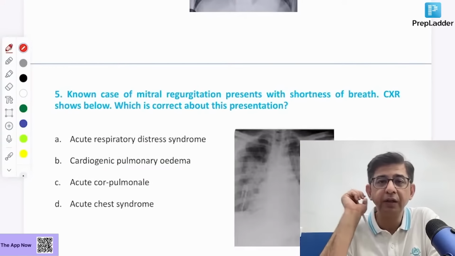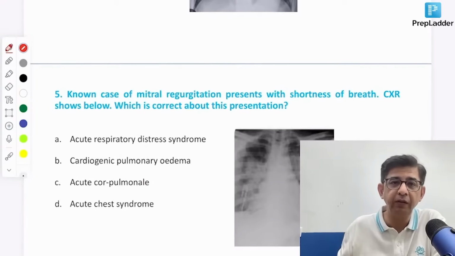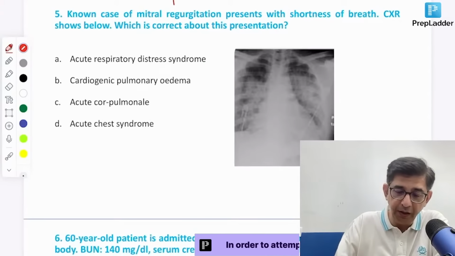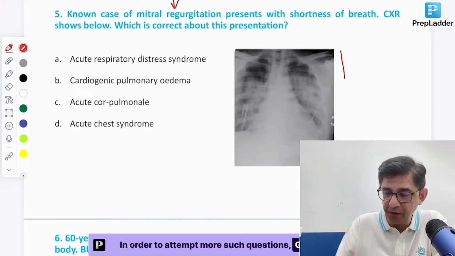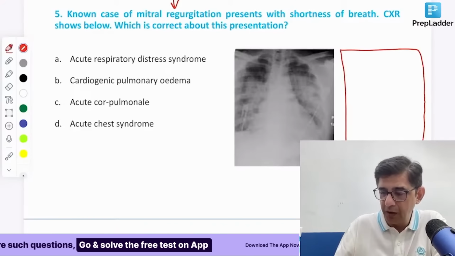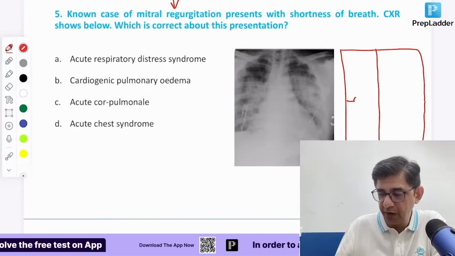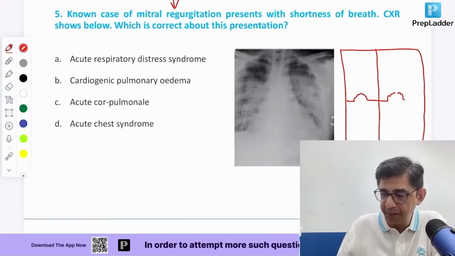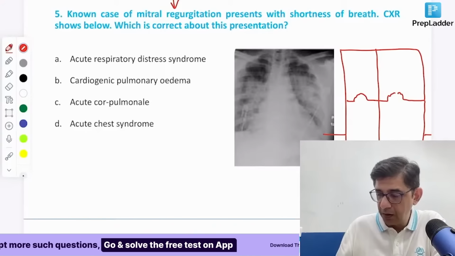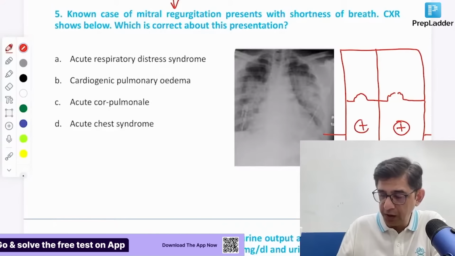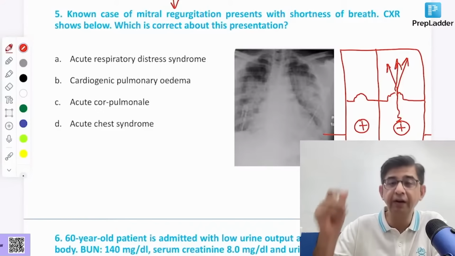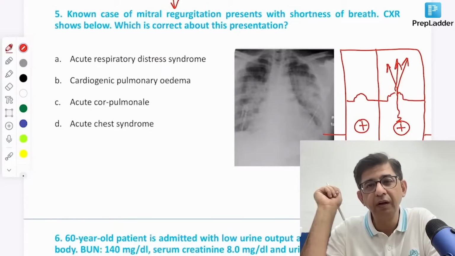Known case of mitral regurgitation presents with shortness of breath. The X-ray is shown in this case. Again, a PYQ. Mitral regurgitation, I'll draw the line diagram for it. Meanwhile, you guys can check out the X-ray here. What is happening in this patient is that the mitral valve is leaking blood. In you and me, the left ventricle is not leaking blood into the left atria, but here you can see the left ventricle is leaking blood into the left atria.